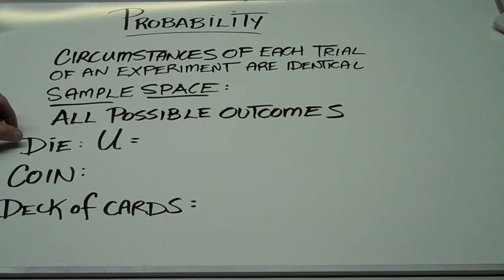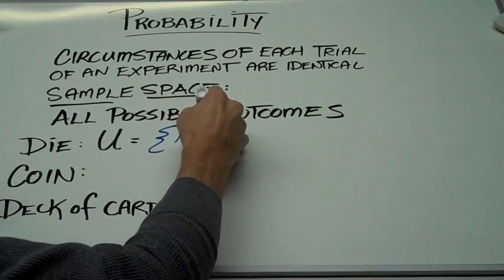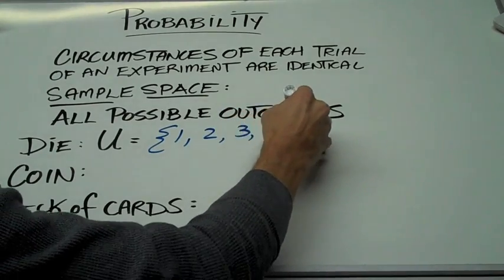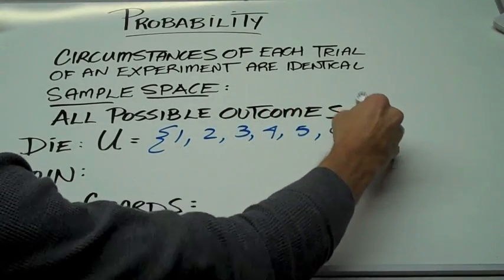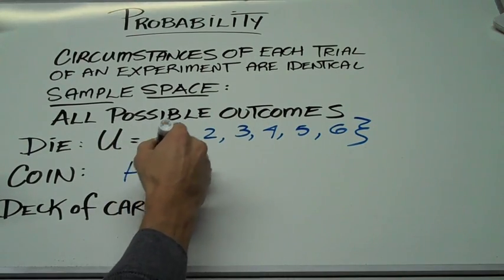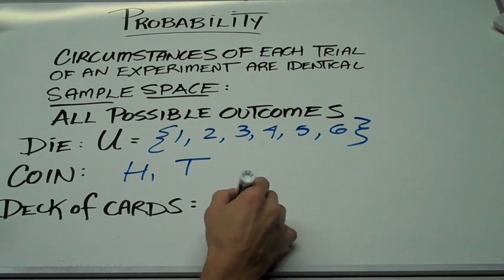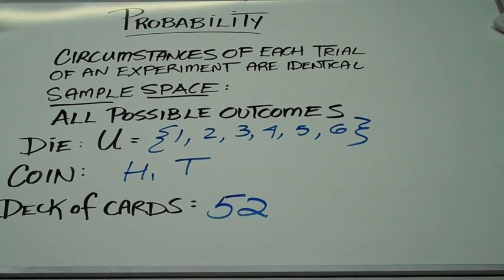For example, if we are rolling a die, a six-faced number cube, our sample space is the individual numbers. We could get a 1, a 2, a 3, a 4, a 5, or a 6 when we roll a die. For a coin, our possible outcomes are heads or tails. For a deck of cards, a standard deck of cards has 52 different cards. And so each of these is the sample space.